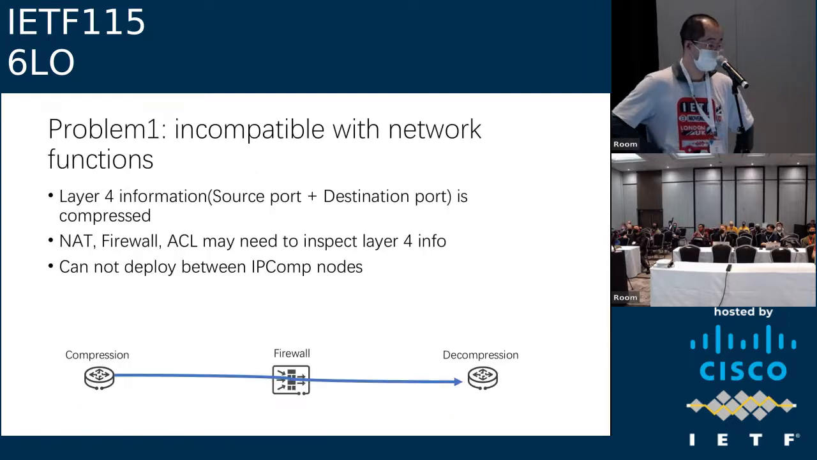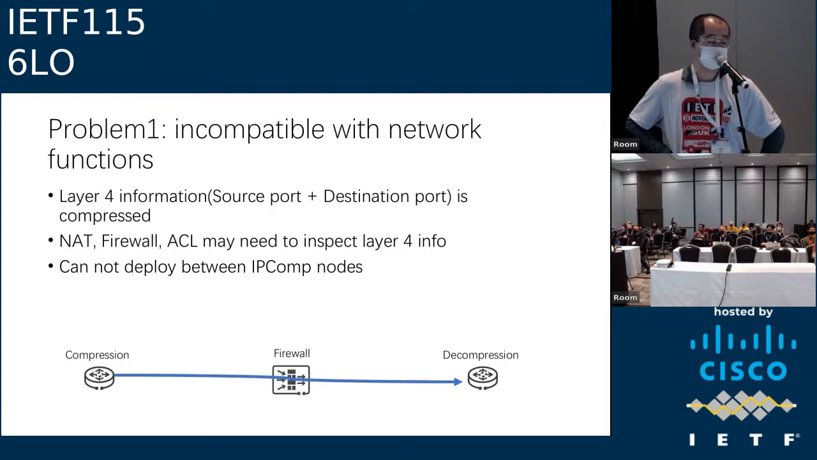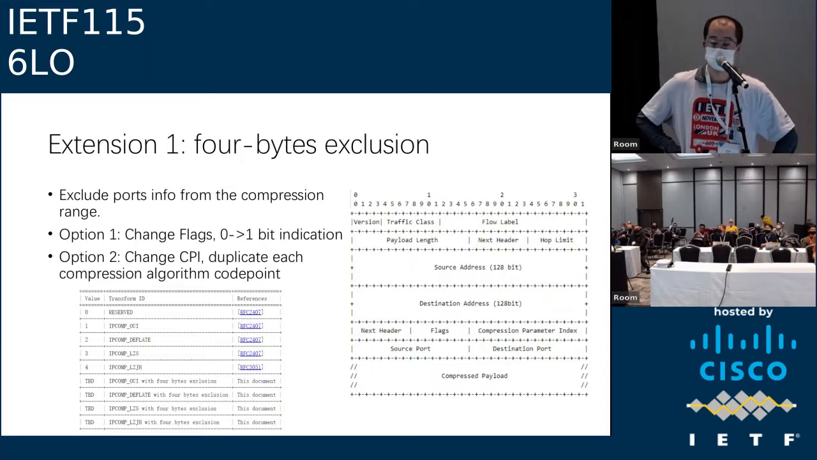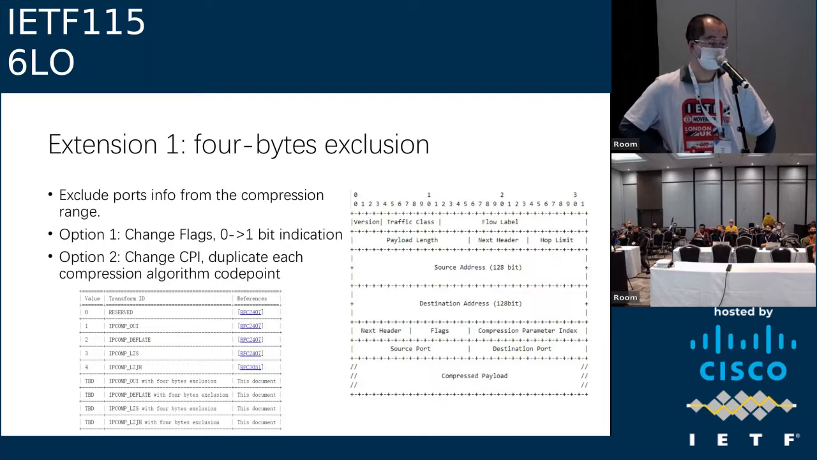Next slide. Yeah, and the problem with IPComp, the first problem is that it's incompatible with network functions which require the layer 4 information, because the layer 4 information is already compressed. For example, NAT or ACL may need to access this information, so they cannot be deployed between the IPComp nodes. So the first extension is about not compressing the source port and destination port information. Basically, there are two options to do that. We can change the flags to add a 1-bit indication, or we can change the CPI to duplicate each compression algorithm code point.